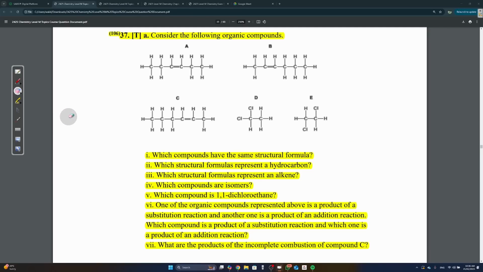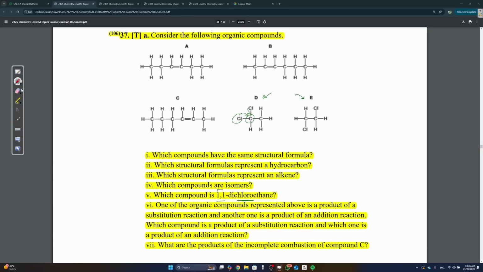Which compound is 1,1-dichloroethane? Okay, it's not going to be A, B, or C because we're talking about chloro. 1,1-dichloroethane, what does that mean? They're both on the same carbon. So is it this one or this one? Are these on the same carbon? No, it's going to be this one because they're both on this carbon.